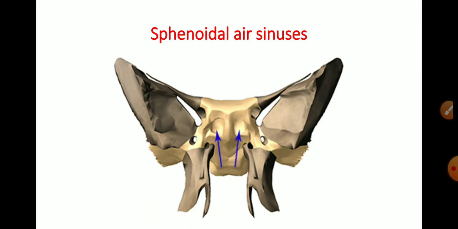The sphenoidal sinuses. There are two large air spaces in the body of sphenoid. They are the sphenoidal air sinuses. They are separated by a septum and they are rarely symmetrical. What are the relations of the sphenoidal sinuses? Superiorly, it is related to optic chiasma and the pituitary gland. Laterally, the internal carotid artery and the cavernous sinus.